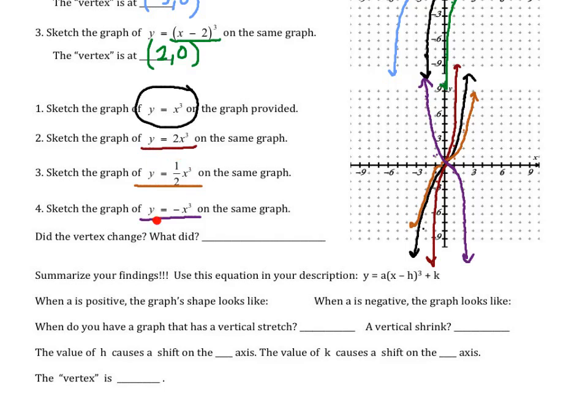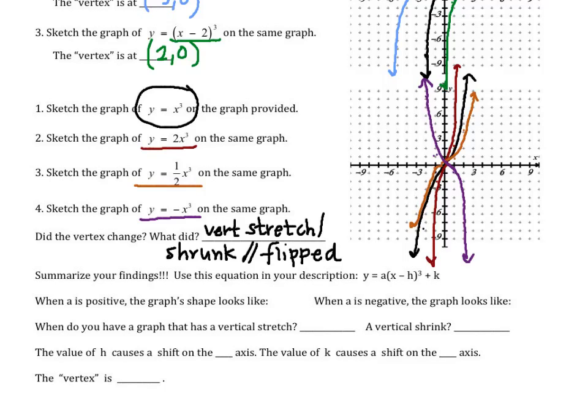Then lastly, I sketched y equals -x cubed in this purplish color. Notice the way that looks compared to the parent function in black. Also notice all of these, this graph got a little bit cluttered, all of these go through the origin. So the vertex, which was at the origin, the vertex didn't change. What did change when we were changing that value on the front? I want you to take a second to think about that.